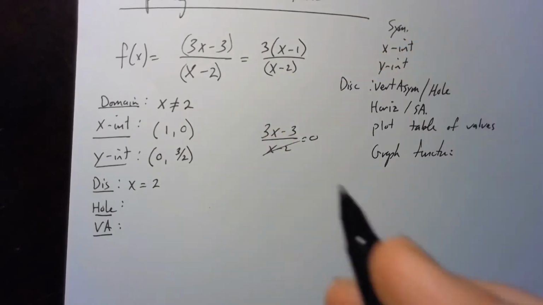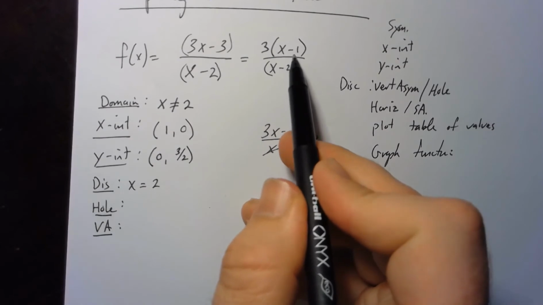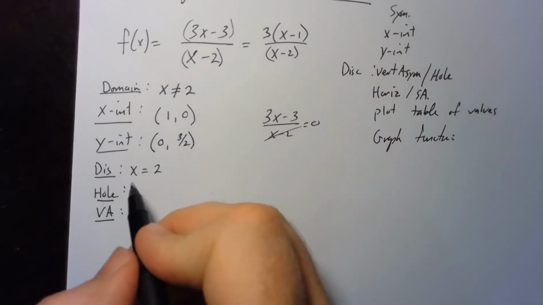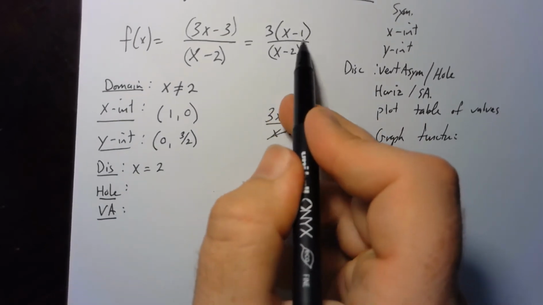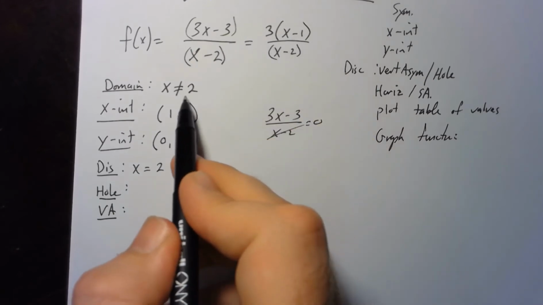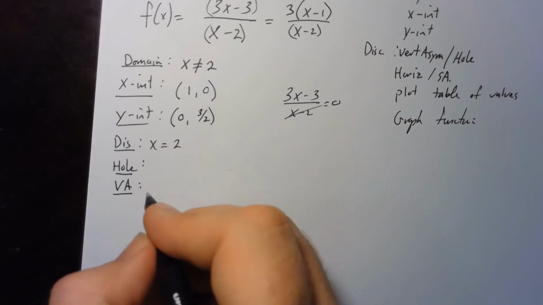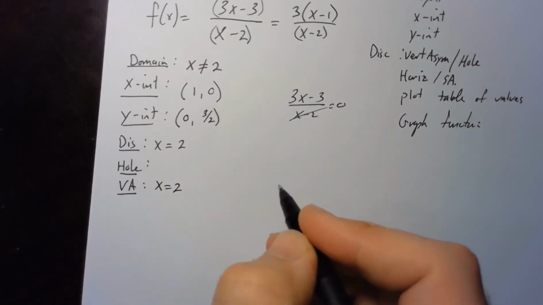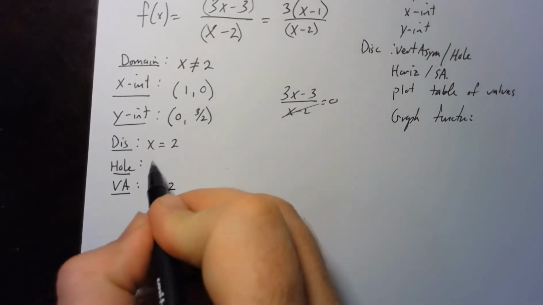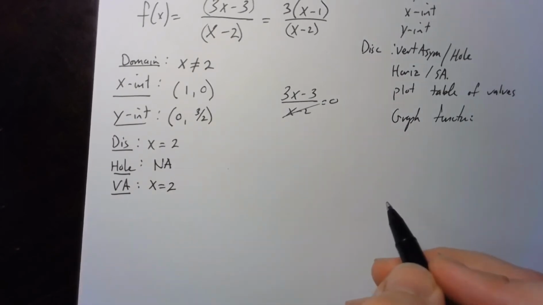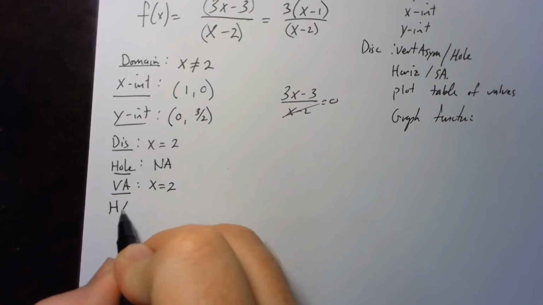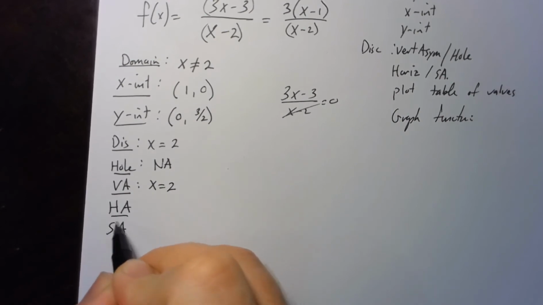Notice x minus 2 cannot cancel out with x minus 1, and therefore, the factor in the denominator that created that domain issue, that discontinuity, is a vertical asymptote. Again, if it doesn't cancel out, it's a vertical asymptote. If it does, it's a hole. In this case, I'm going to put NA next to hole because there aren't any holes for me to worry about. Next, I'm going to go ahead and find my horizontal asymptotes, and if there are any, slant asymptotes.